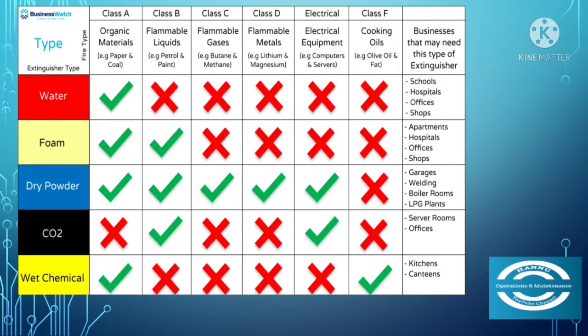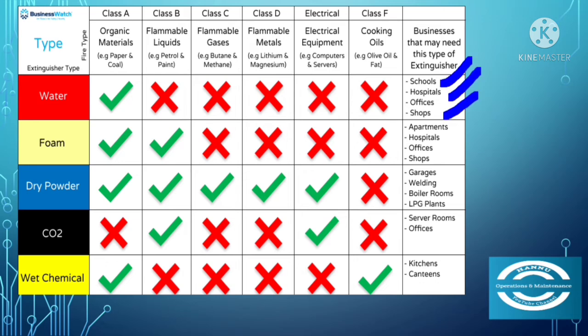Next, types of fire extinguishers and classifications of fires and where they are used, here mentioned clearly one by one. Water type fire extinguishers are used in Class A fires and are used in schools, hospitals, offices, shops, etc.